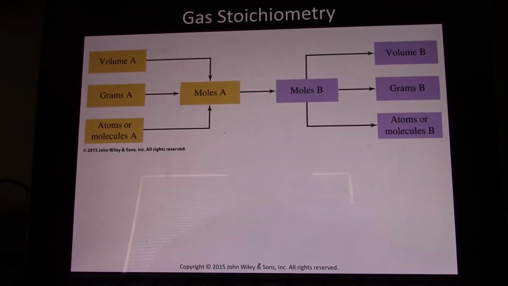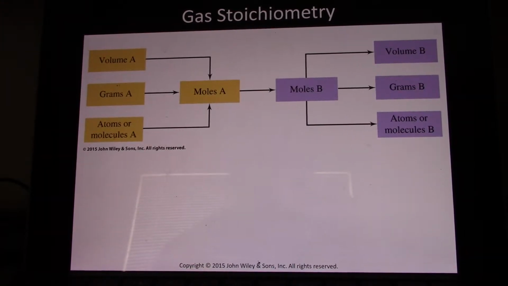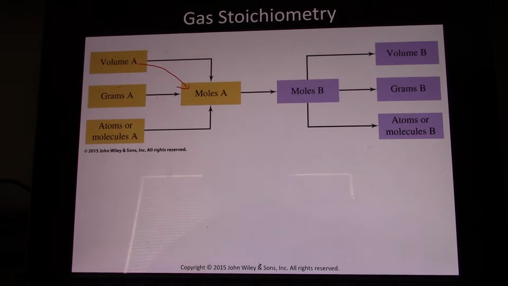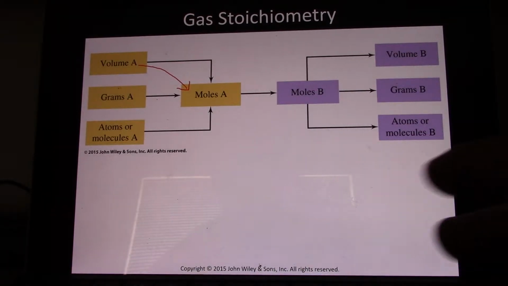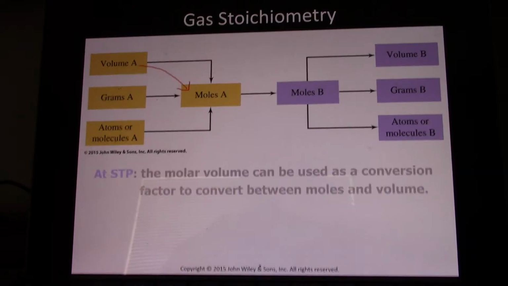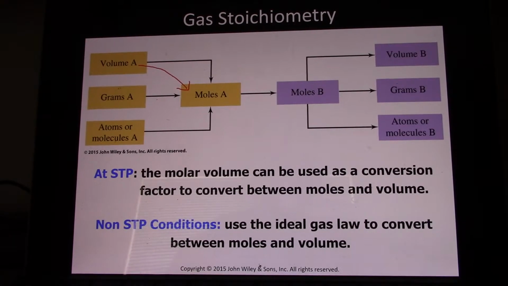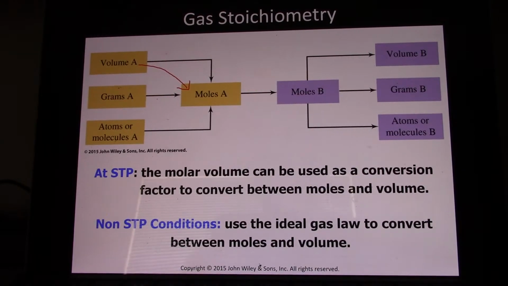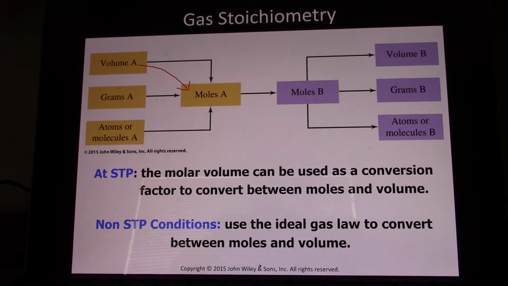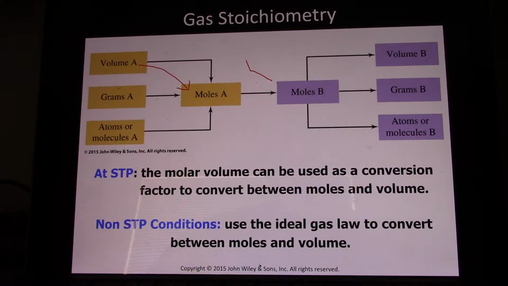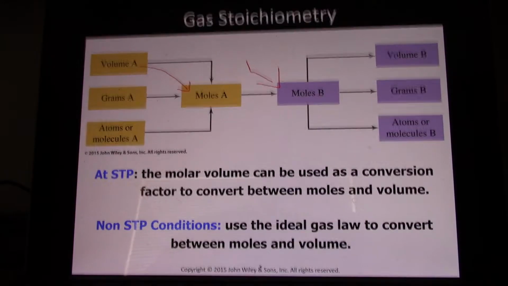Gas stoichiometry. Again, with the ideal gas law, we can convert a volume of a gas into moles of a gas. At STP, it's easy. 1 mole of a gas is 22.4 liters. If you're not at STP, you'll have to use the ideal gas law to convert a volume into moles. But you can always convert a volume of a gas into moles of a gas, and then we can do stoichiometry. So we've just brought our gases into the realm of stoichiometry.